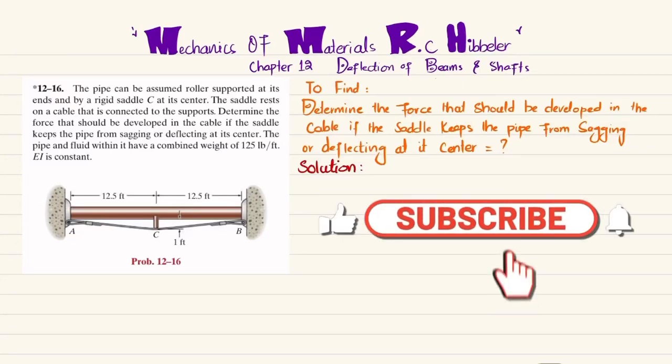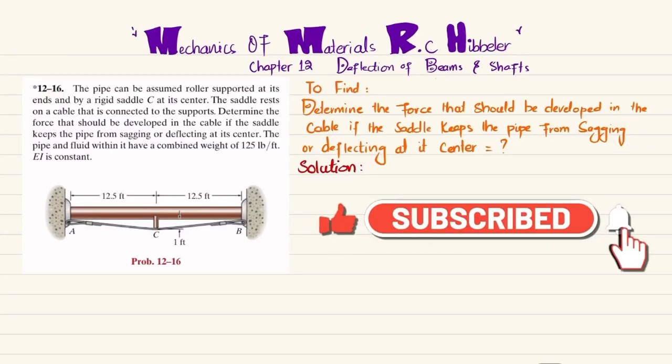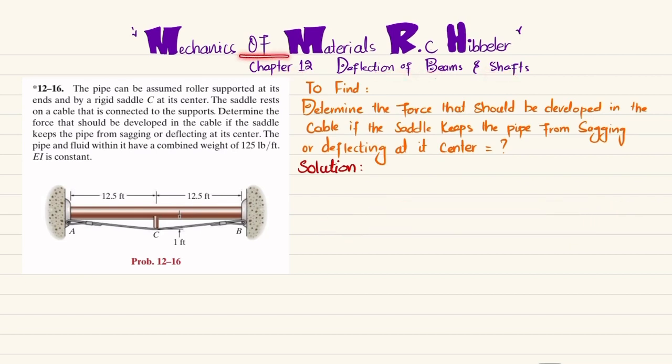Welcome back. Problem 12-16. This problem is taken from chapter number 12, that is deflection of beam and shaft, and the book name is Mechanics of Material by R.C. Hibbeler. So the statement is: the pipe can be assumed roller supported at its end and by rigid saddle C at its center. The saddle rests on a cable that is connected to supports.